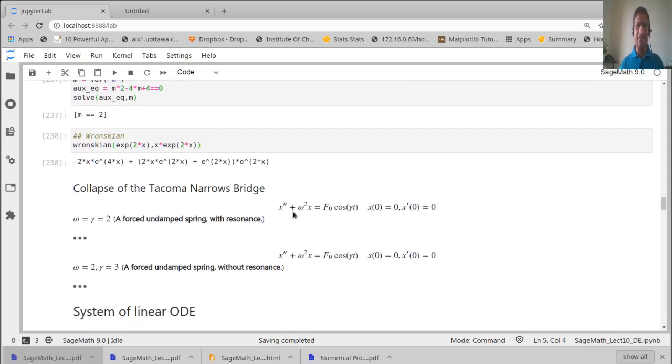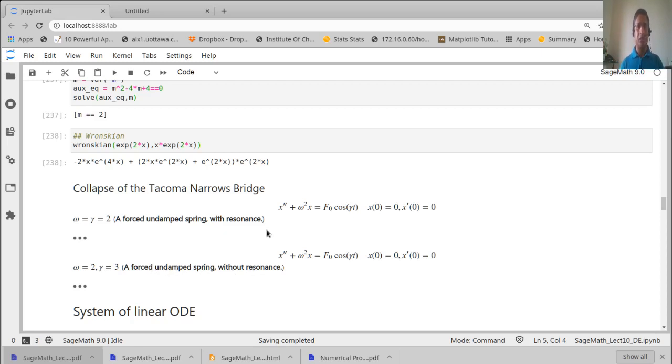Let me just give you briefly one more example. This is again a second order differential equation. x double dash t is equal to omega square x plus f naught into cos gamma t, with x0 equal to 0, x dash equal to 0. Here omega and gamma are constants. In case you take omega and gamma equal to 2, this is what is called a forced undamped spring with resonance. Whereas if you take omega equal to 2 and gamma equal to 3, this is undamped.